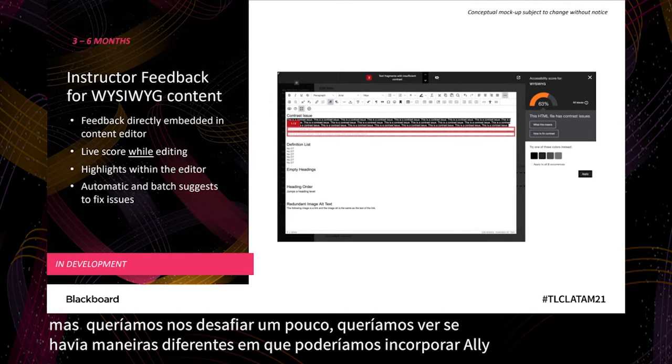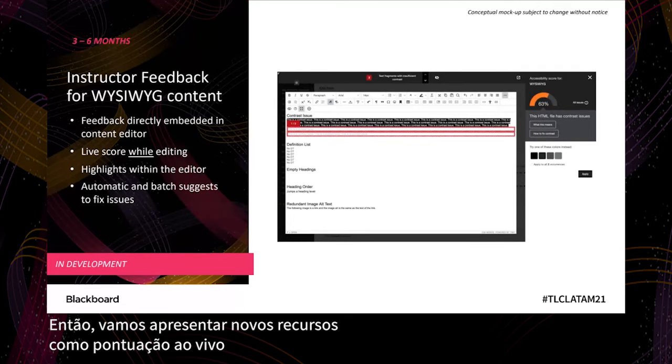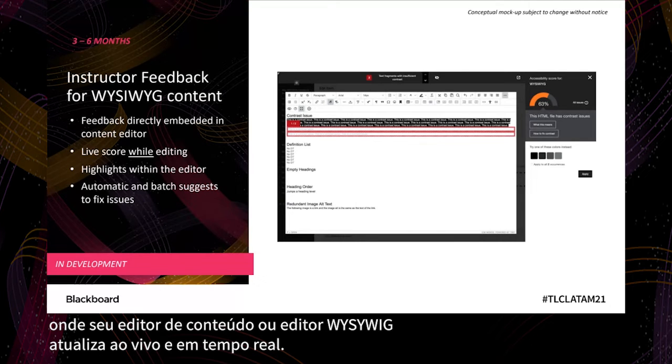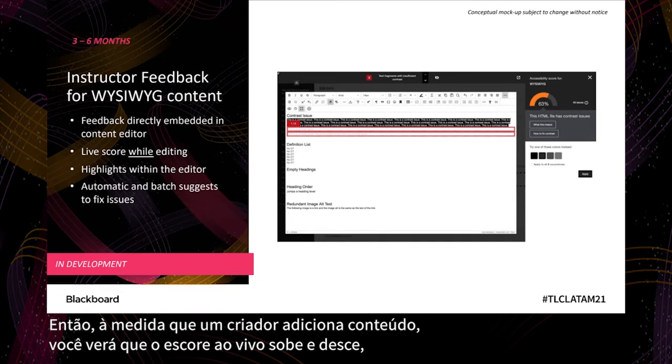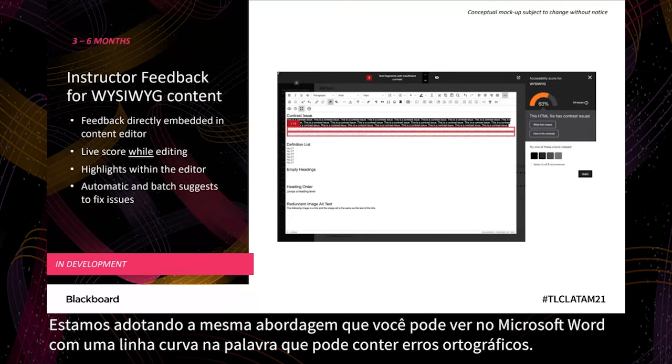We wanted to see if there were different ways in which we could incorporate Ally to make a bigger impact to the workflows a content creator or instructor might have. So we're going to be introducing new features like live scoring, where your content editor or WYSIWYG editor updates live in real time. So as the content creator adds content, you're going to see that live score move up and down and also start to indicate, you can see that on the screenshot here with red outlines where the issues are, right? We've taken the same approach that you might have seen in Microsoft Word, where you see a little squiggly line over a word that might be misspelled.